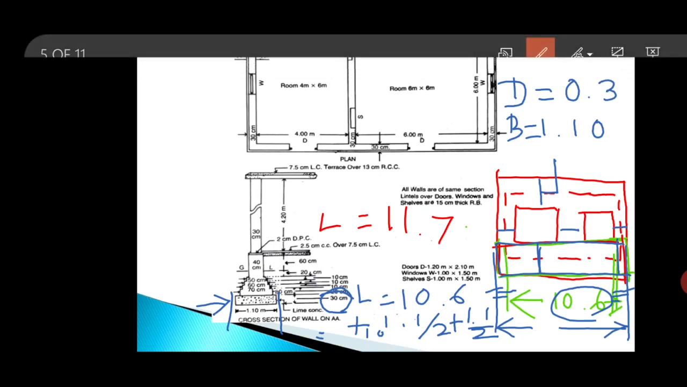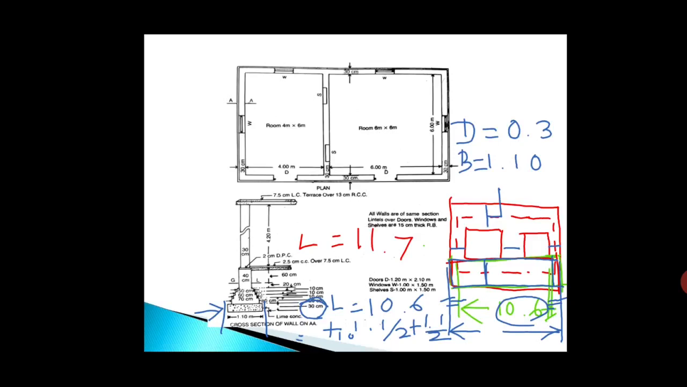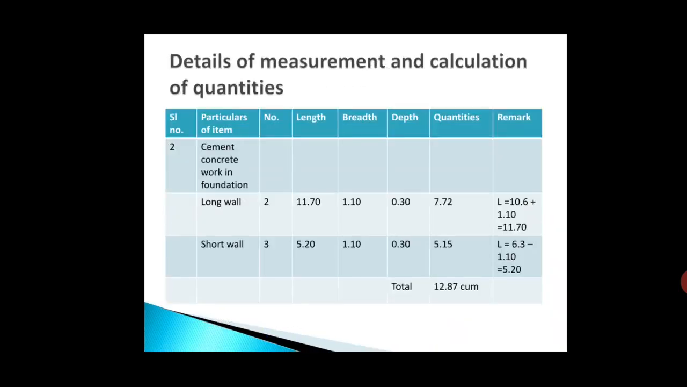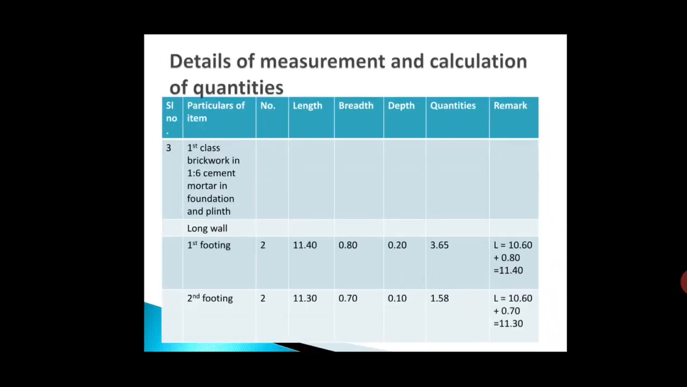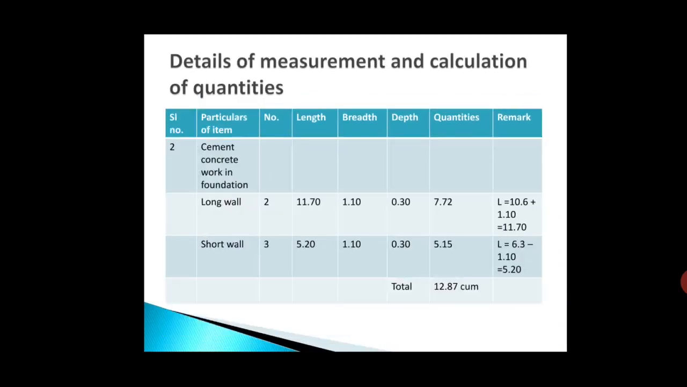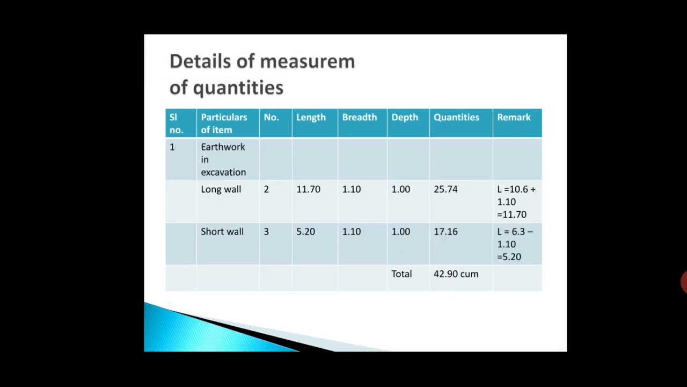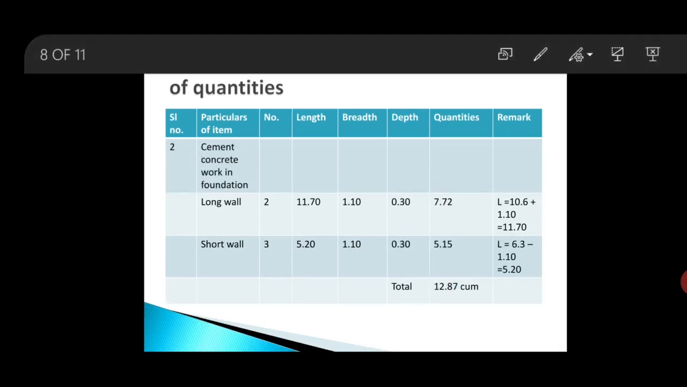Now we will move to our details of measurement form, where we will put the dimensions. So here, in the serial number we will write 2, and in the particulars of item we will write down cement concrete work in foundation, and we are doing the long wall. So the number of long walls is 2, and the length is the center to center length, 10.6 plus 1.1.